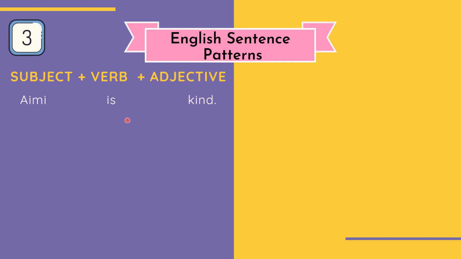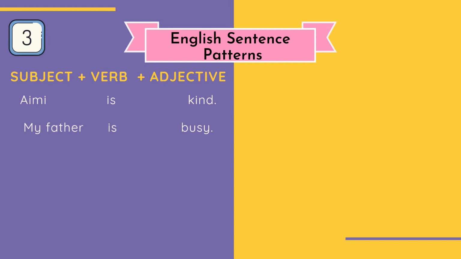Aimee is kind. So Aimee is the subject, is the verb, and then adjective dia, kata sifat dia adalah kind, baik hati. So kind ni, baik hati ni menceritakan lebih lanjut tentang Aimee. So this is kata sifat.